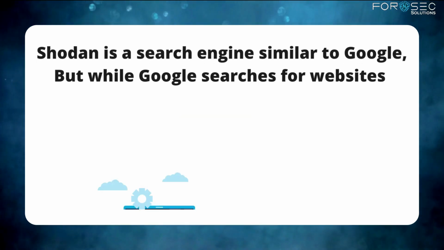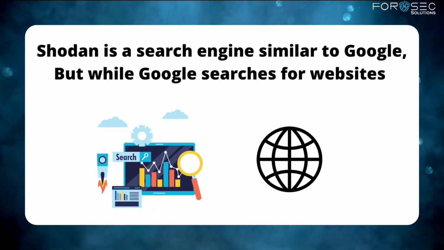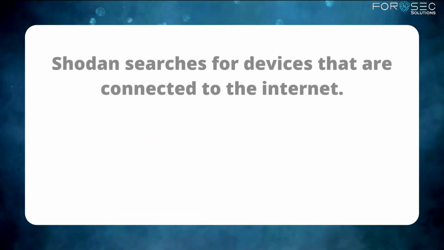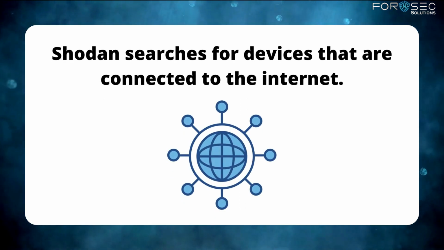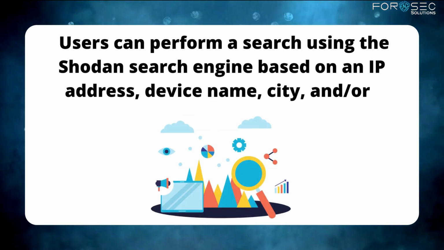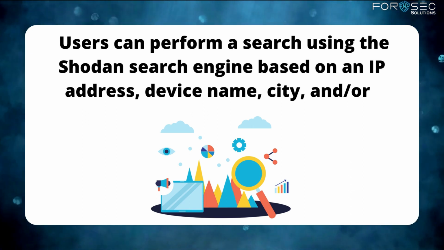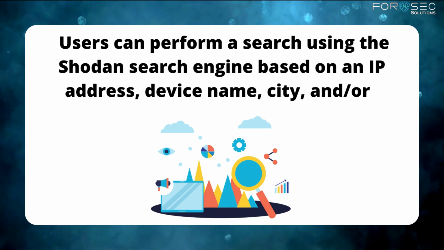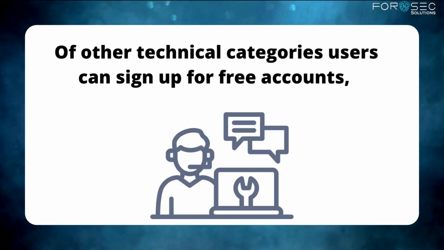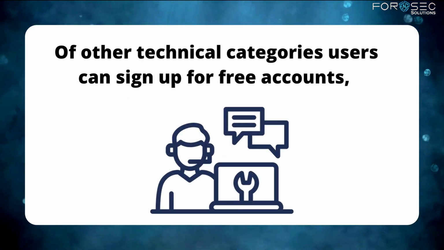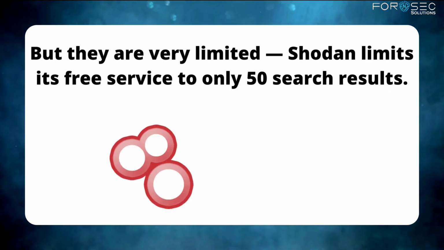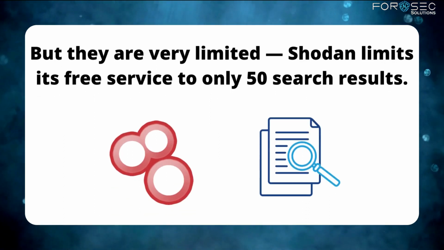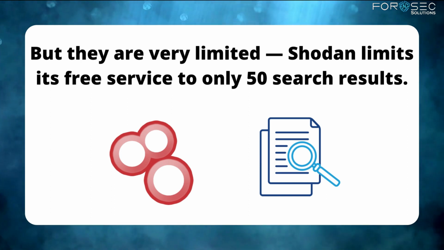Shodan is a search engine similar to Google. But while Google searches for websites, Shodan searches for devices that are connected to the internet. Users can perform a search using the Shodan search engine based on an IP address, device name, city and/or a variety of other technical categories. Users can sign up for free accounts, but they are very limited. Shodan limits its free services to only 50 search results.